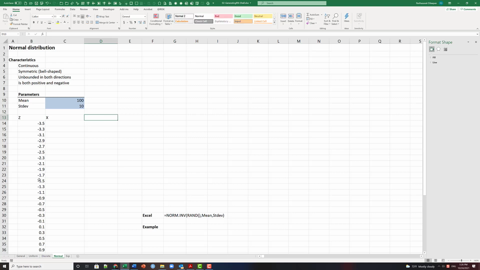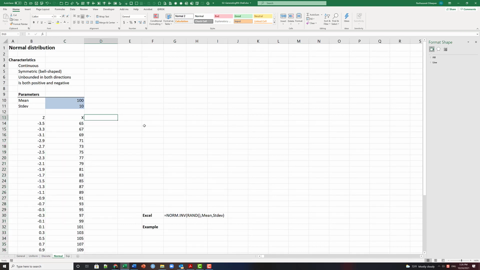So the corresponding x values will be, you take the mean, let's absolute reference it, plus the z value times the standard deviation. Again, the standard deviation must be absolute referenced. So minus 3.5 z corresponds with a value of 65 in this normal distribution. Okay, so we have the normal distribution x values set up.